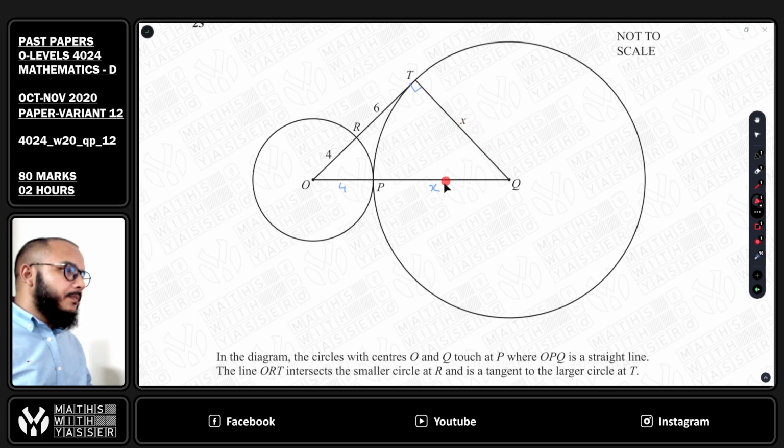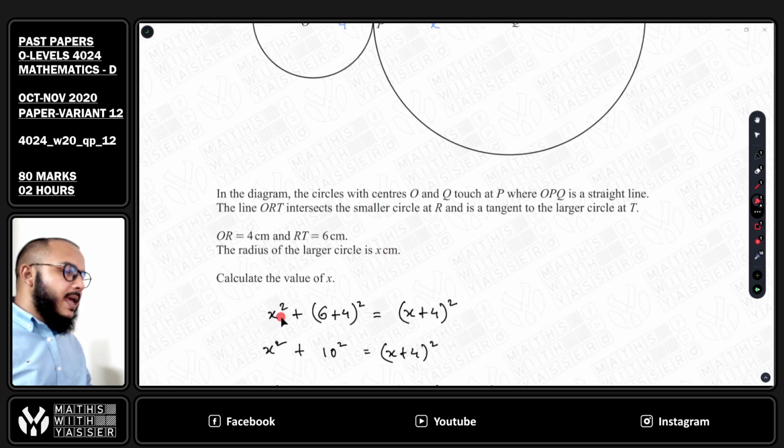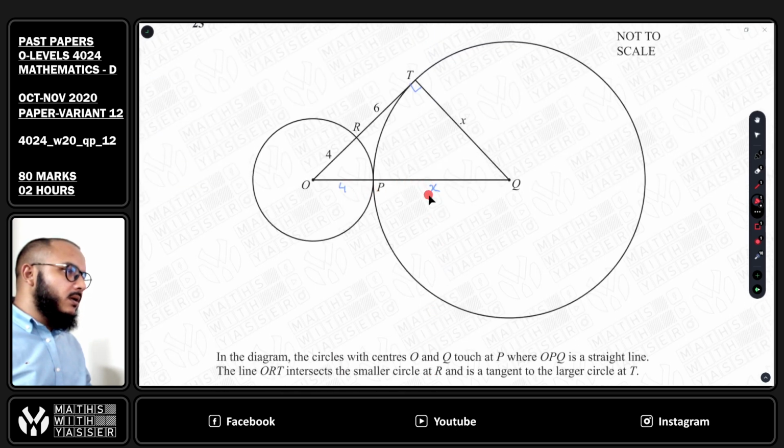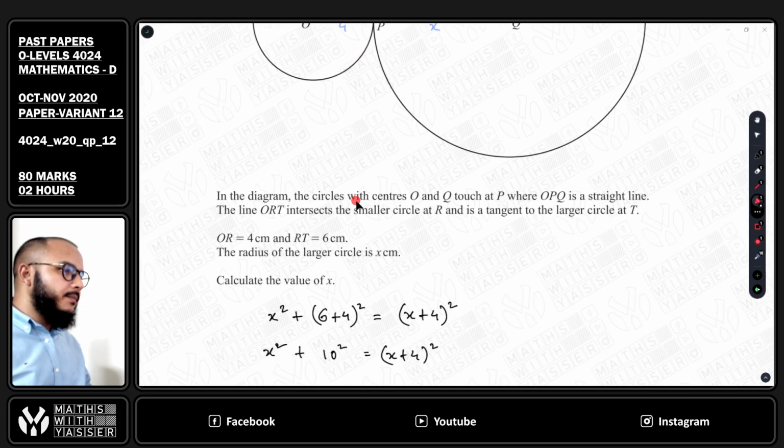So that means x squared plus (6 plus 4) whole squared equals (x plus 4) whole squared. This is the length of the hypotenuse. x plus 4 is the hypotenuse, and these are the other two sides. So x squared plus (6 plus 4) whole squared should be equal to (x plus 4) whole squared.